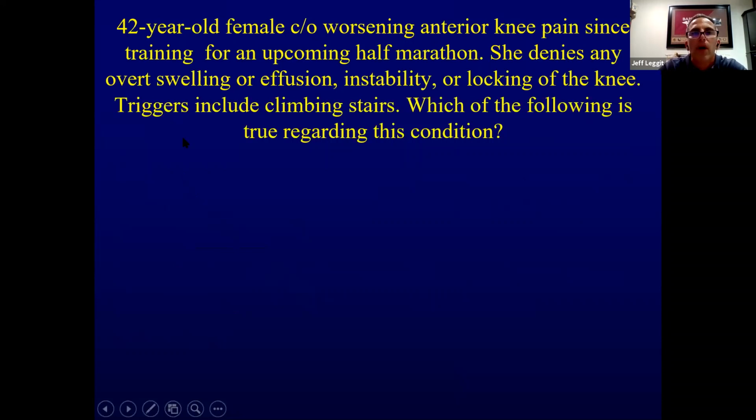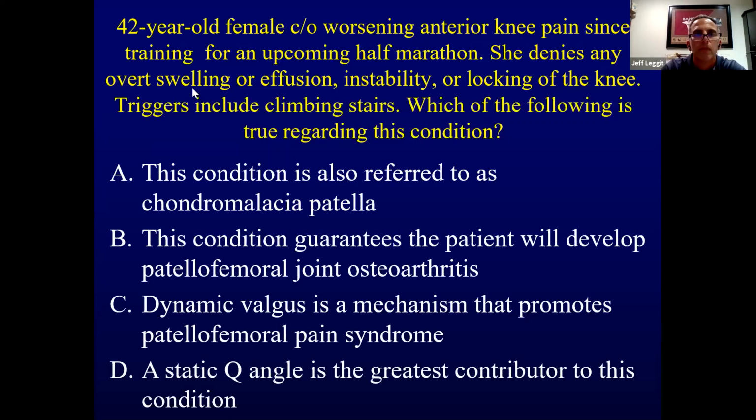A 42-year-old female complains of worsening anterior knee pain since training for an upcoming half marathon. She denies any overt swelling or effusion, instability, or locking of the knee. Her triggers include climbing stairs. Which of the following is true regarding this condition? Is it called chondromalacia? Is she guaranteed to get joint arthritis? Does dynamic valgus promote patellofemoral pain syndrome, or is a static Q angle the greatest contributor to this condition? And hopefully you chose dynamic valgus.